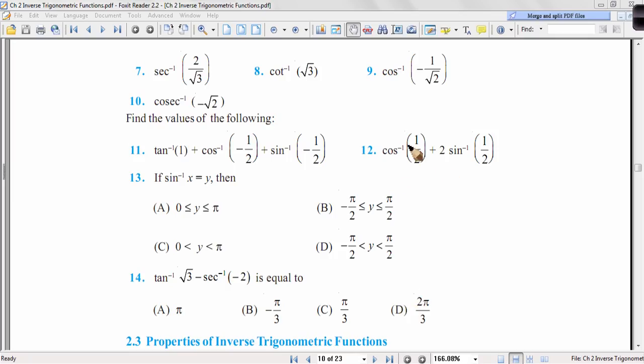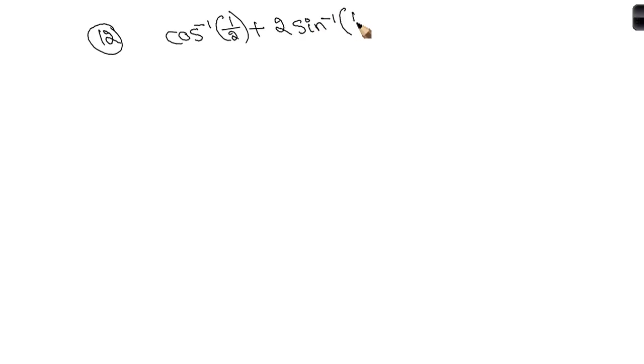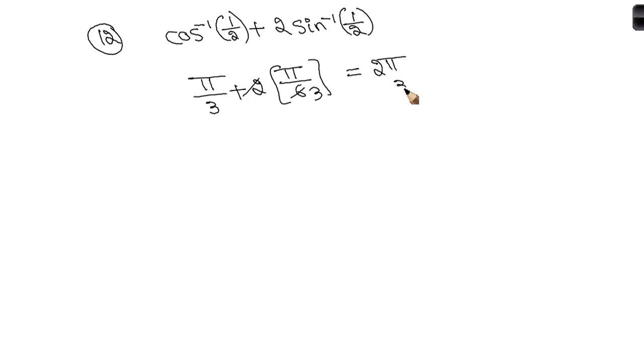Next one, cos inverse of 1 by 2 plus 2 sin inverse of 1 by 2. So cos inverse of 1 by 2 will become pi by 3, plus 2 into sin inverse of 1 by 2. Sin becomes 1 by 2 at pi by 6. So this is pi by 3 plus pi by 3, which would be 2 pi by 3. So the answer is 2 pi by 3.